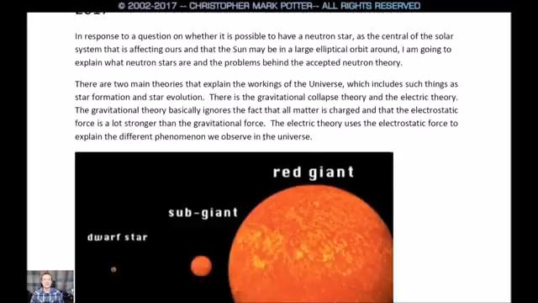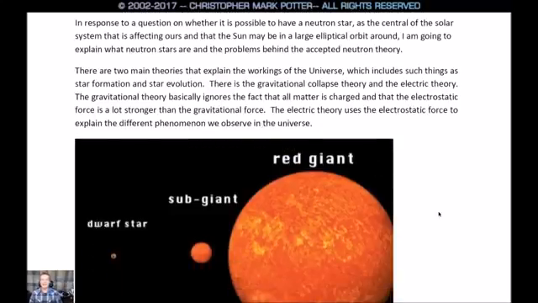In response to a question on whether it is possible to have a neutron star as the central part of the solar system that is affecting ours, and that the sun may be in a large elliptical orbit around, I am going to explain what neutron stars are and the problems behind the accepted neutron theory.